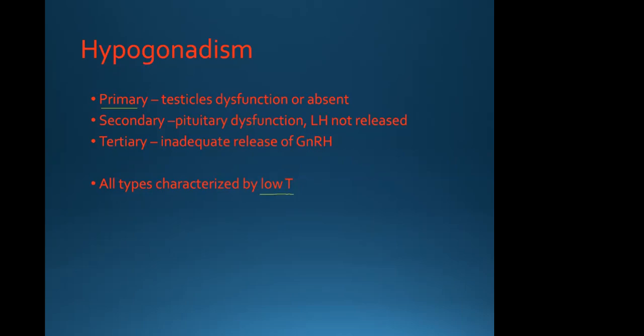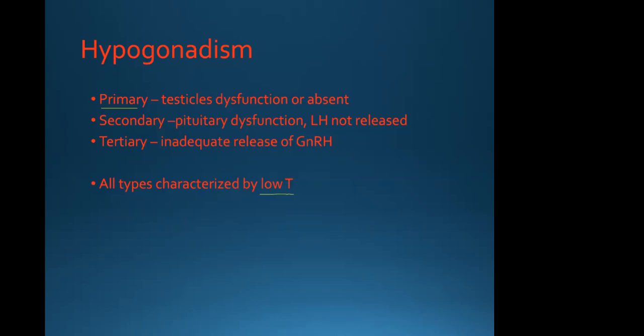So in primary, let's just go through them again. With primary, all three of them, we're going to have low T, low testosterone. The question is, where is the defect? Where's the dysfunction? With primary, the dysfunction is actually with the testes. So there is something wrong with the testes, so they cannot make or release testosterone. The other systems are working. In fact, the other systems may actually be elevated because they're sensing low testosterone, so they're trying to drive more function there.